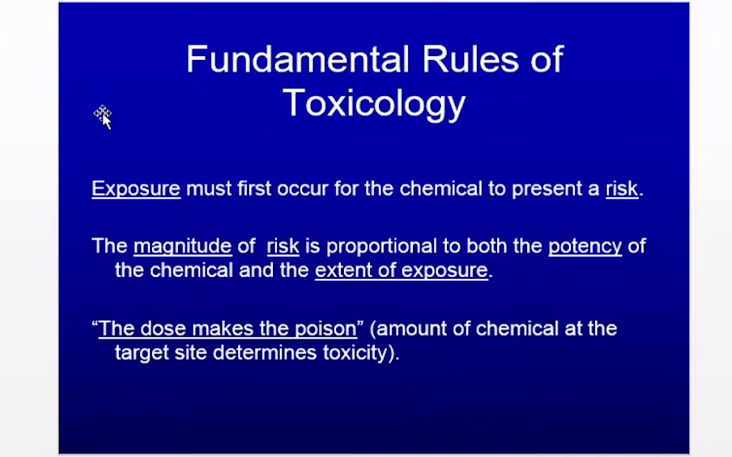The other fundamental rule is that the magnitude of the risk is proportional to both the potency, which has to do with the dose of the chemical, and the extent of the exposure, meaning also the duration in which somebody is exposed to that chemical. So the dose makes the poison actually. That is a very important concept to understand. It means somebody can be exposed, but if the chemical is unable to reach the target site, then the toxicity may not be expressed.